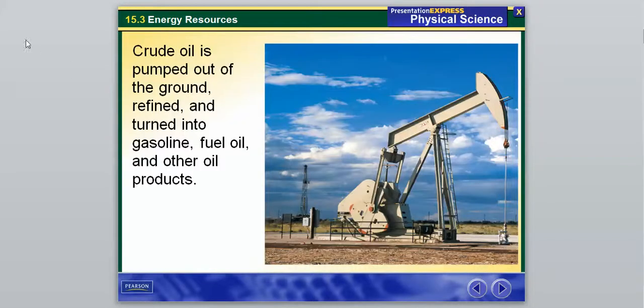So for our first example here, crude oil is pumped out of the ground, refined, and turned into gasoline, fuel oil, and other products. That's one of our main sources of energy. We use it for our automobiles and other things, and especially around here for different farming machinery. So crude oil is a big source of energy for us around here.